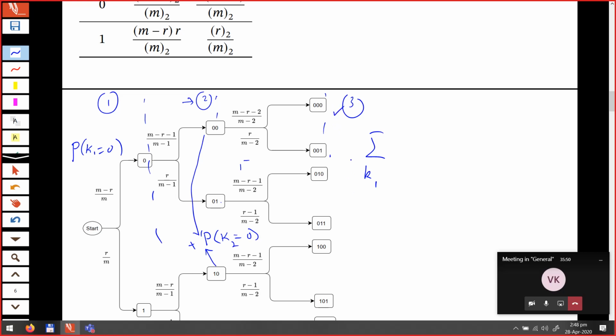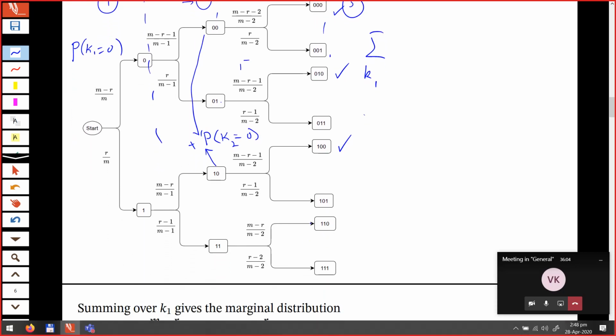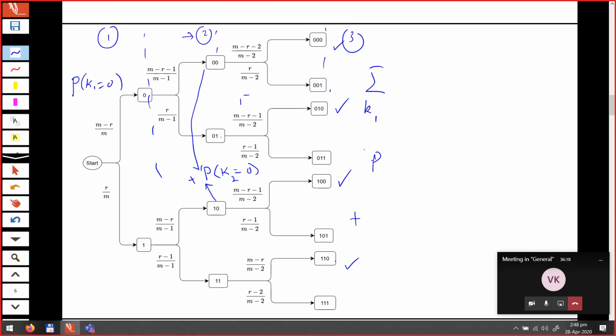Similarly, you do that there. You add this, for example, with this, and with this. So if I add all of them, because they all have one thing in common: the last one is a 0. So if I add all of them, I'll get the probability of K3 is equal to 0, and that will be the same as the probability of K1 is equal to 0.